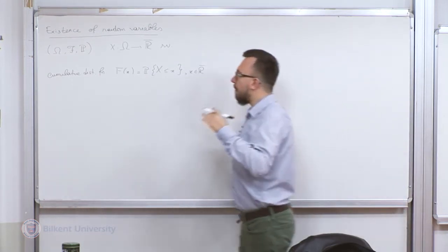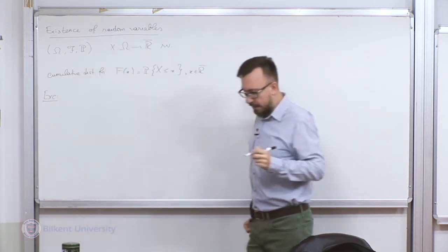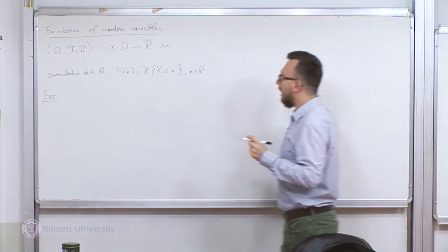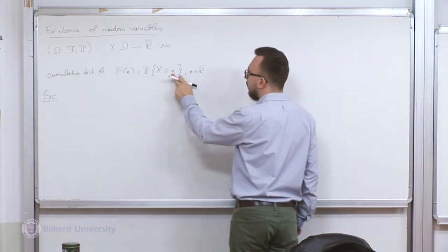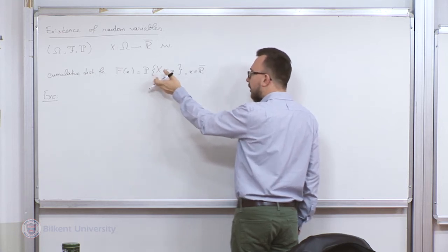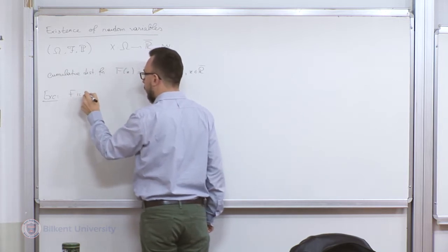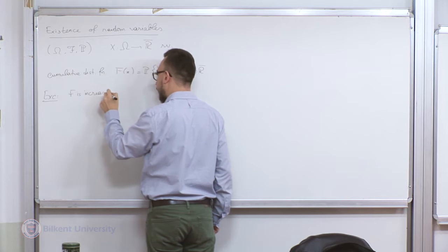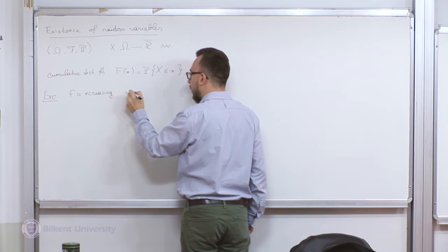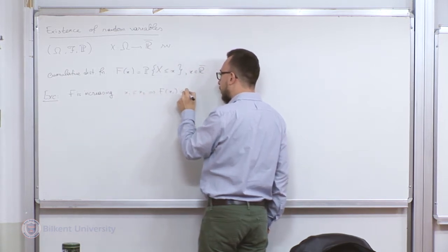There are some nice properties of cumulative distribution functions. I mentioned some of those once, so let me remind them again. If you increase this little x here, you have a larger set. Therefore, the probability also increases. So it is an increasing function. F is increasing, meaning that if you have x1 less than x2, then F(x1) is less than or equal to F(x2).